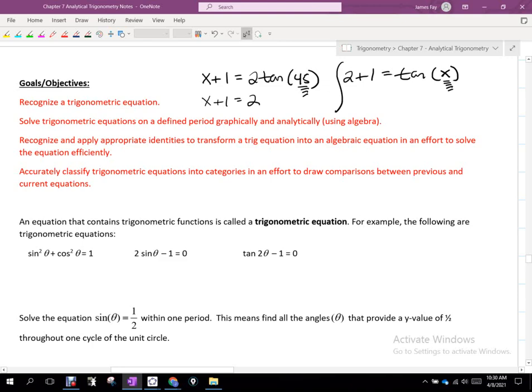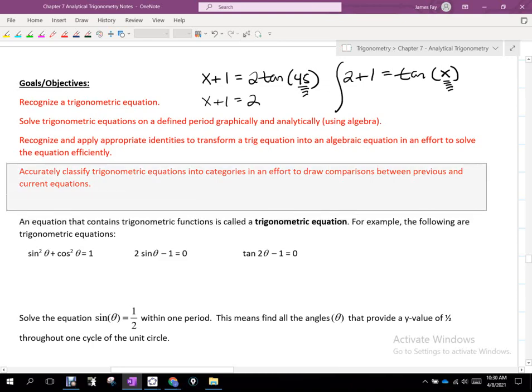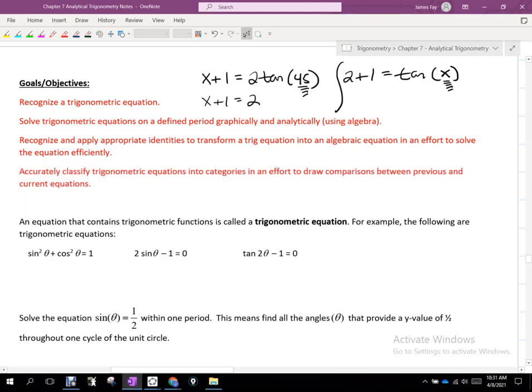My main goal for us is obviously to solve these, but I like this last goal here. It says accurately classify trigonometric equations into categories in an effort to draw comparisons between previous and current equations. That in itself is everything we've been doing since we started Algebra 1. Okay? Every single type of equation you come across, you categorize it.